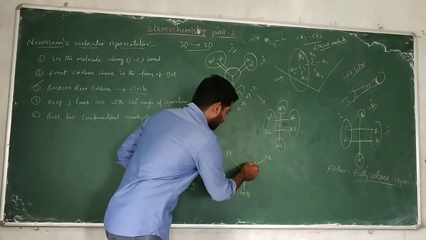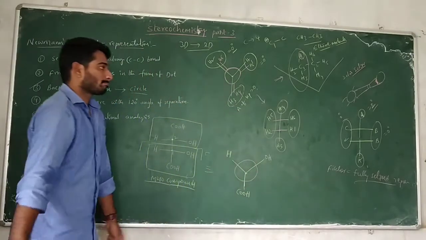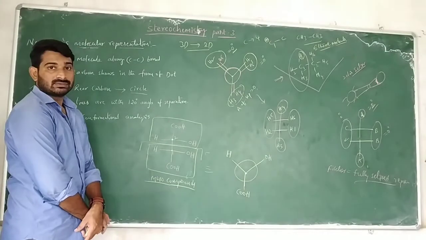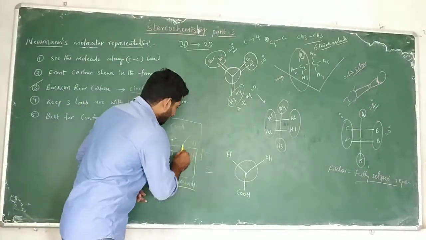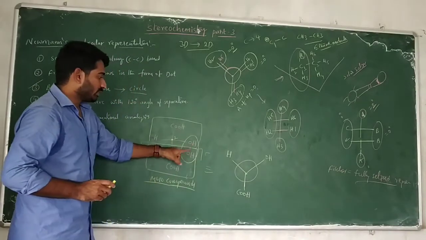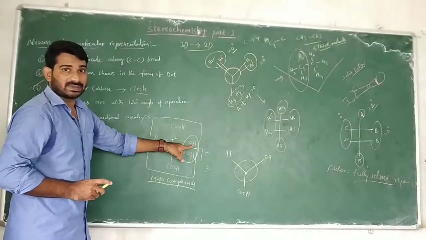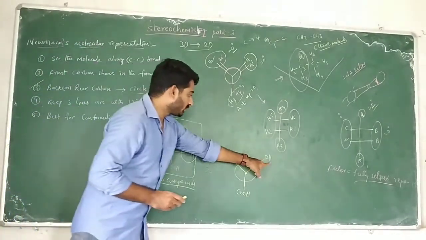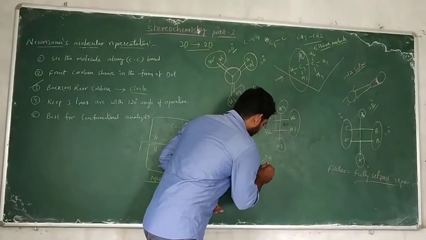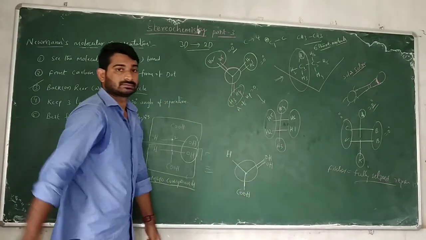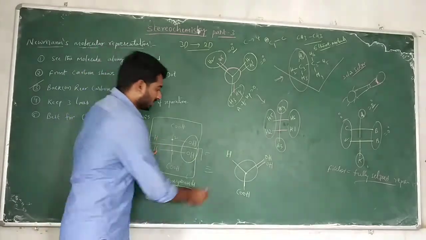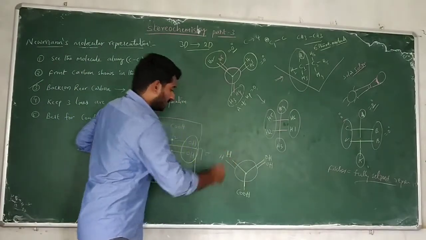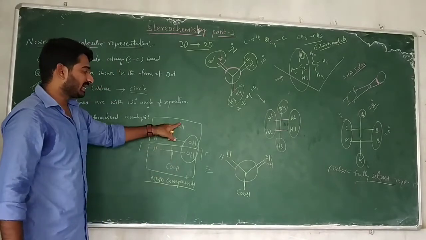Therefore, I have to represent this with the sulfate. Now, what groups are there here? See, this OH and this OH are eclipsed. That means the angle of separation is 0. Therefore, this OH and the other OH are eclipsed. Next one, hydrogen. Here hydrogen is there, here also hydrogen is there. Therefore, this hydrogen is eclipsed. And are these groups eclipsed or not?